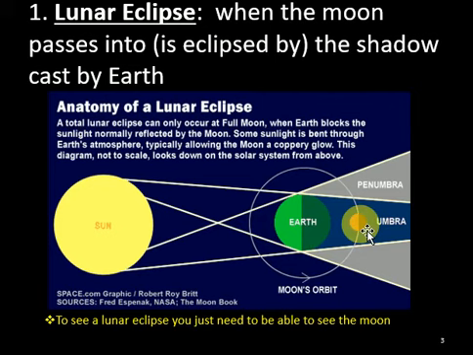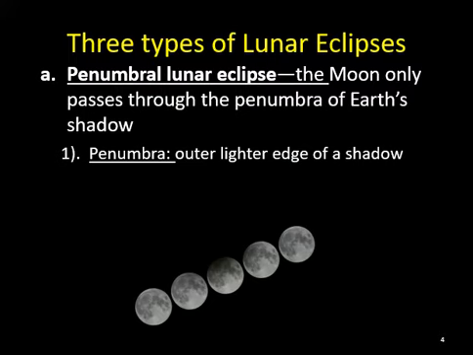When the moon slips into that shadow, it's an eclipse. Depending how much of it slips into the shadow and which type of shadow it slips into, we get 3 different types of lunar eclipses. So let's start by learning about the first type of lunar eclipse. The first type of lunar eclipse is called penumbral lunar eclipse. And this is when the moon only passes through penumbra of Earth's shadow. The penumbra is the outer, lighter edge of a shadow. Go ahead and pause me while everybody has a chance to write this down.